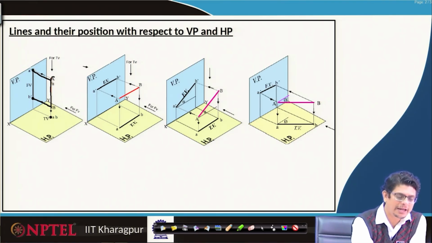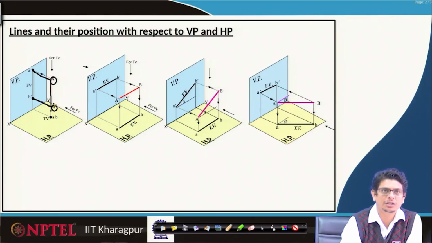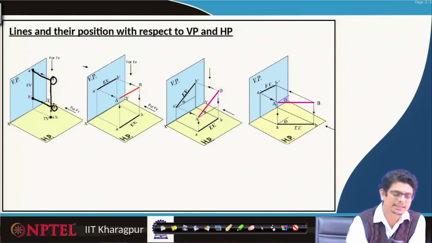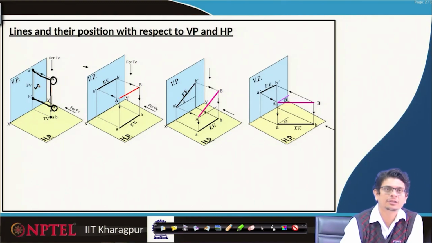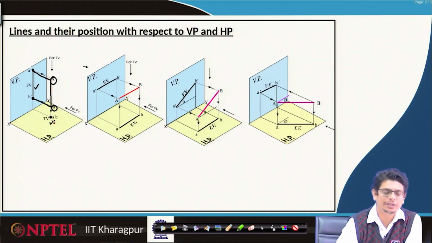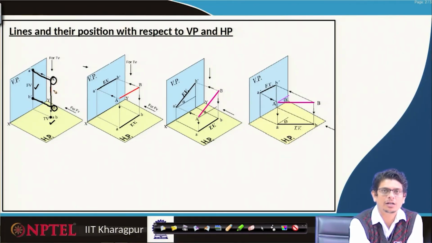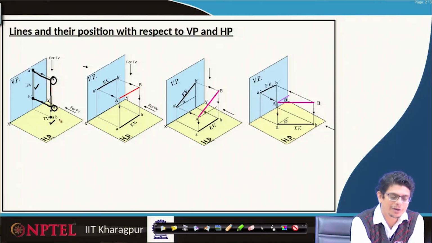because this AB line is the true length line and its projection on that vertical plane for this case becomes true length. On the horizontal plane it becomes a point, and our notation is uppercase or capital letters for true lines, and projections, if it is on the horizontal plane, will be lowercase letters. If it is on the vertical plane, they will be lowercase letters with dash or prime.